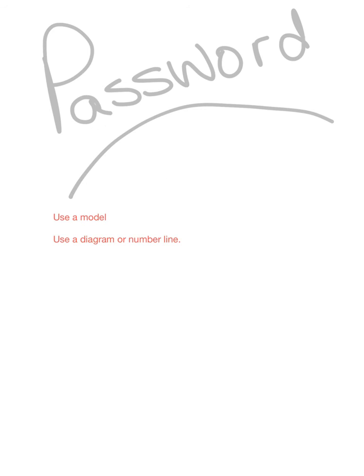So don't forget about your password. Our password for today is to name the 2 ways we learned today to compare mixed number factors and products. The first way we learned was to use a model, and the second way was to use a diagram or number line. Be sure to write those down and bring them with you to class tomorrow. See you then.